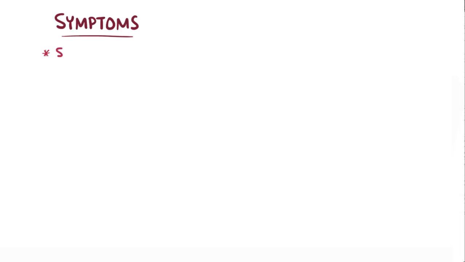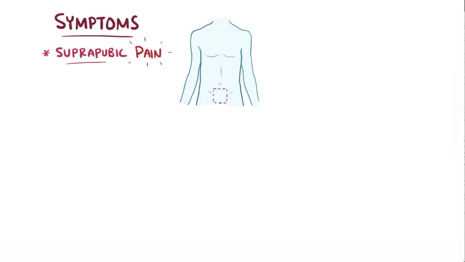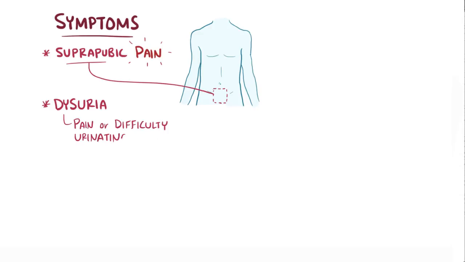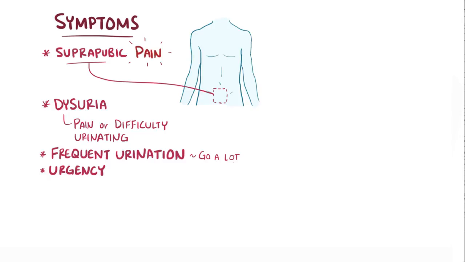Symptoms of cystitis include suprapubic pain, which is pain in the lower abdomen, dysuria, which is painful or difficulty urinating, as well as frequent urination and urgency, meaning you have to go a lot and you have to go now. And typically the urine voids are small in volume.